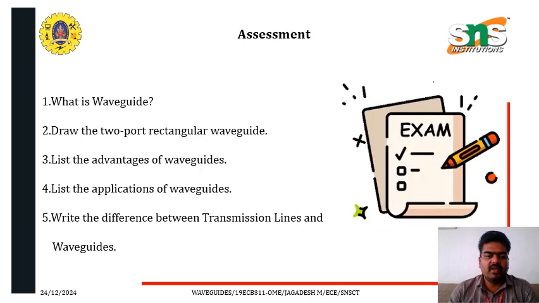So finally, the assessment. The first question: what is a waveguide? The second question: draw the two-port rectangular waveguide. Third: list the advantages of waveguides. Fourth: list the applications of waveguides. And write the difference between transmission lines and waveguides.